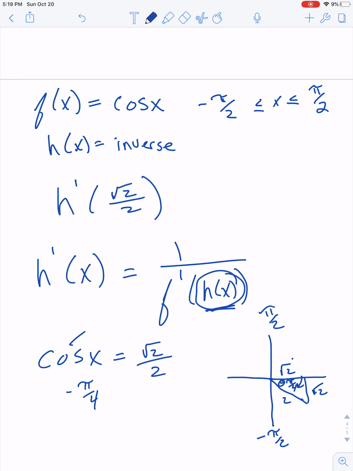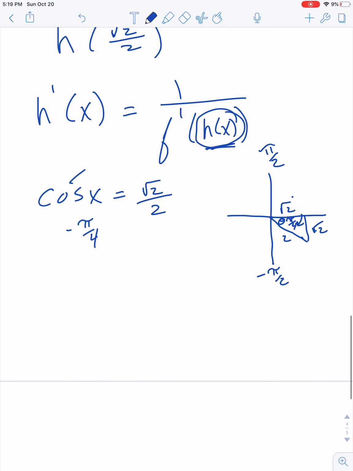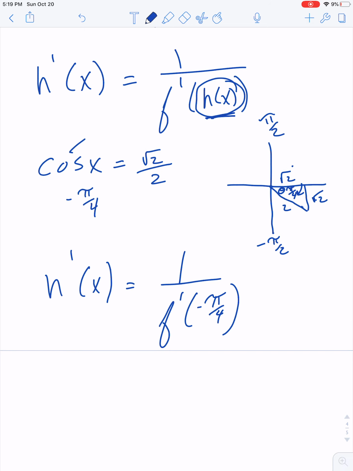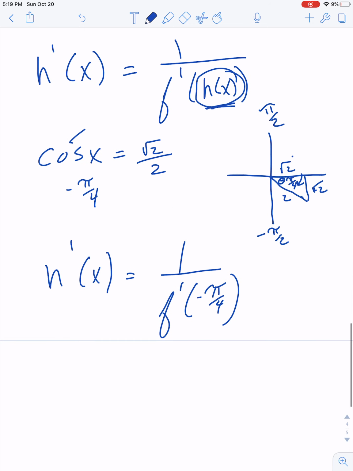So we can replace h of square root of 2 over 2 with negative pi over 4. So that becomes, okay, just like that last problem, we want to calculate the derivative of cosine x. We know that the derivative of cosine is negative sine, and we want to evaluate that at negative pi over 4. So negative sine of negative pi over 4.